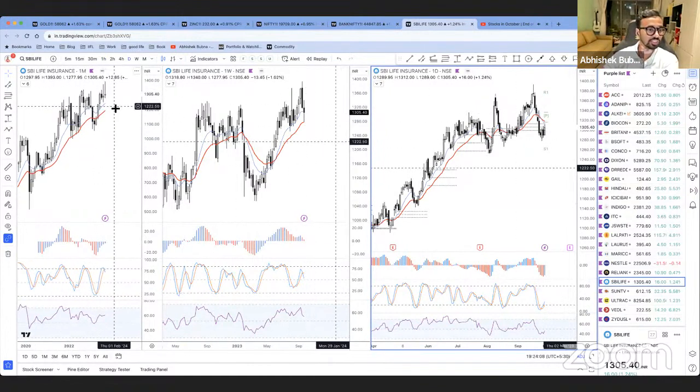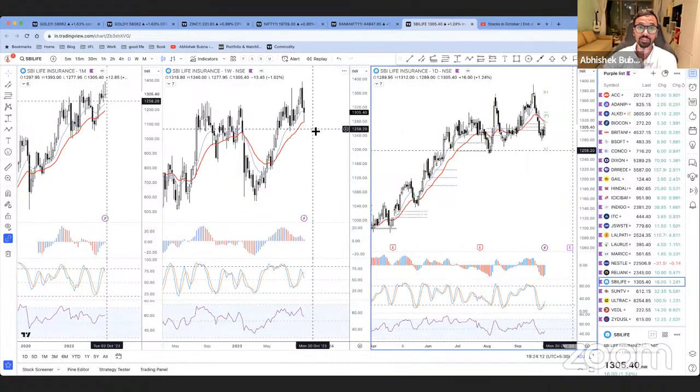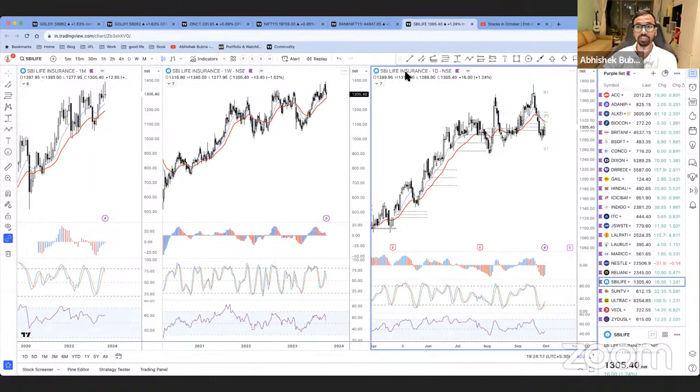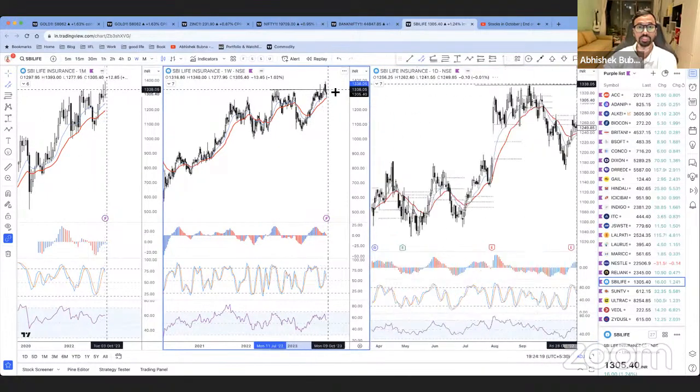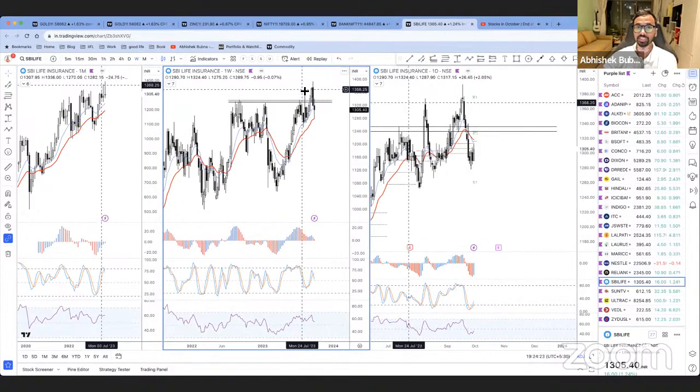SBI Life Insurance, this is in the list because of course two poor kind of dojis in the monthly chart, bearish divergence in the weekly chart, right? So if I draw a horizontal line here, you can see, right? If I draw something here, you can see this seems like a false breakout like earlier as well.